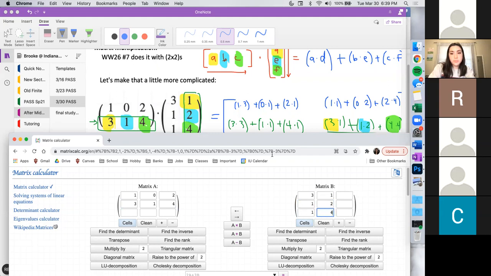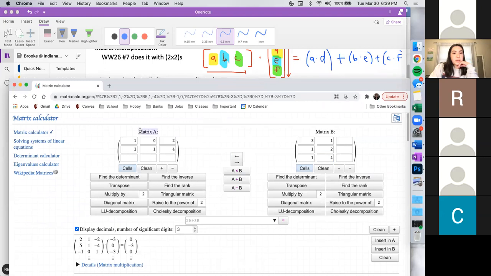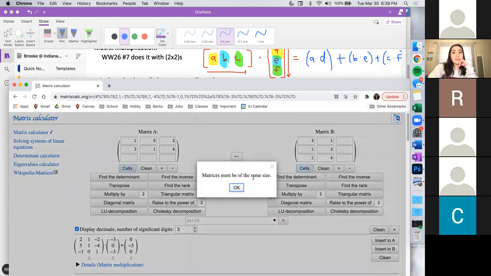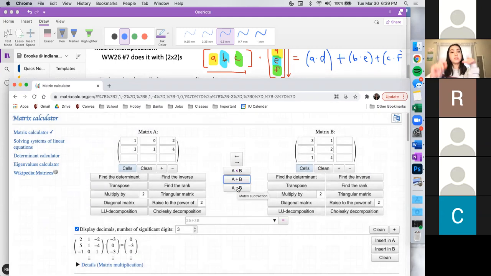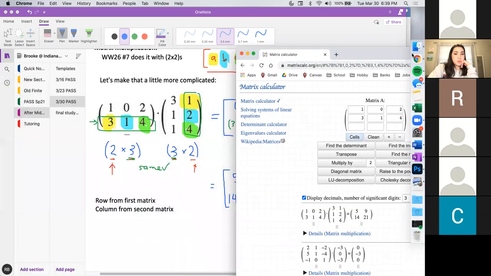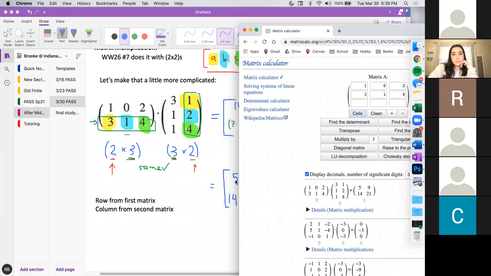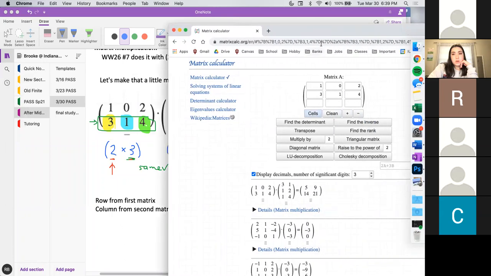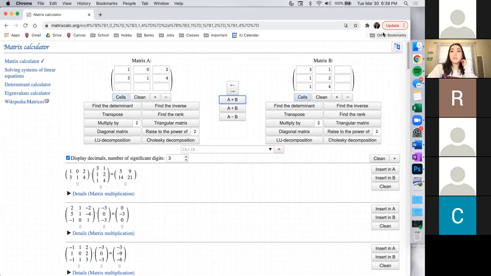2, 1, 4. Let's see here, I have matrix A and matrix B, and then they have operations in the middle. If I tried to add them, essentially it has to be the same size, and size is dimensions. But I can multiply them, and it shows up down here. It's 5, 9, 14, 21, which is the same thing as we got right there. So this is easy. If you are on a test and you do have full numbers that you can use, I would say use a calculator because it saves you time. But I still would say you need to know how to do it by hand.